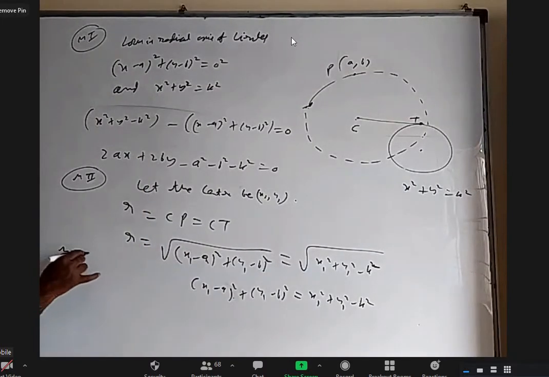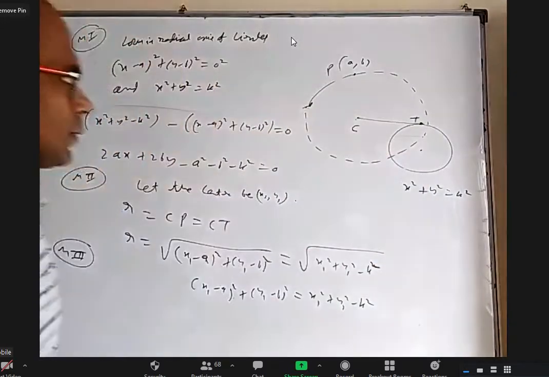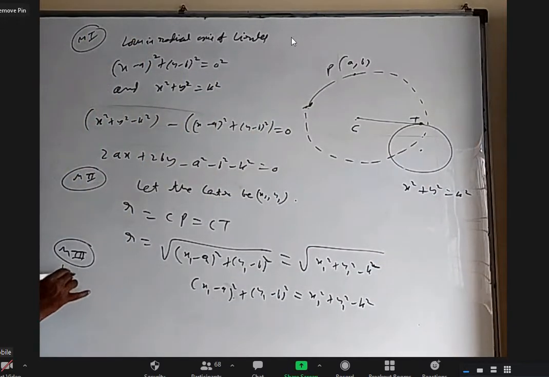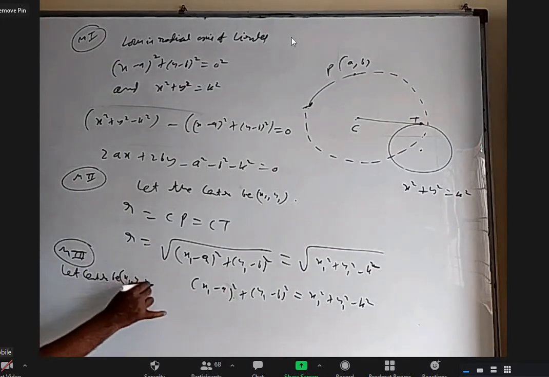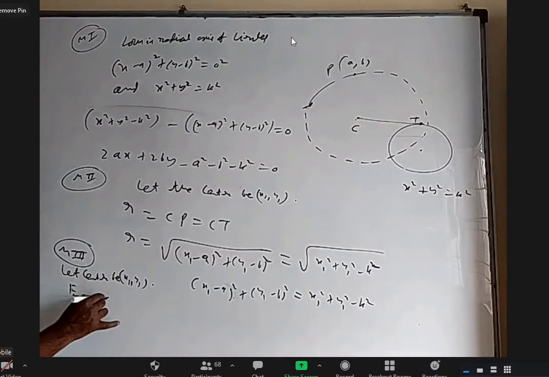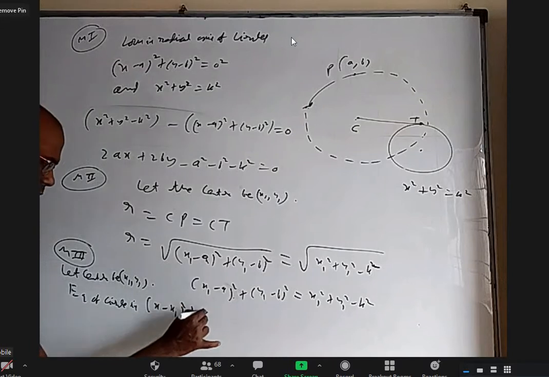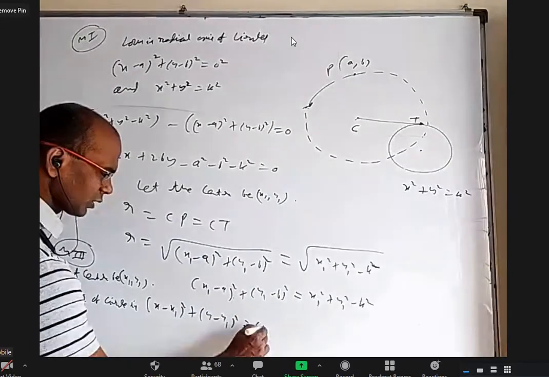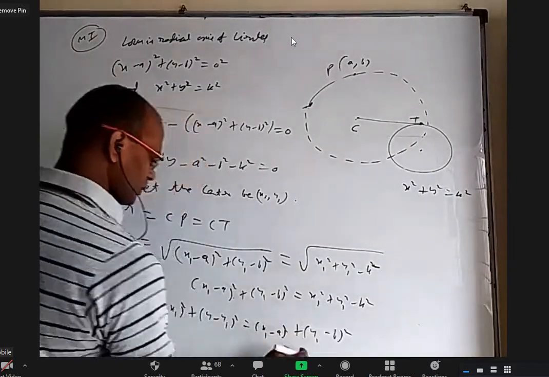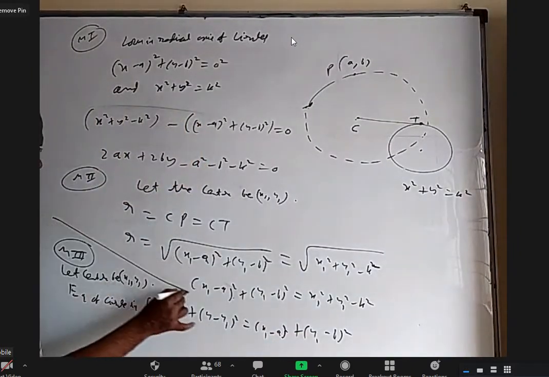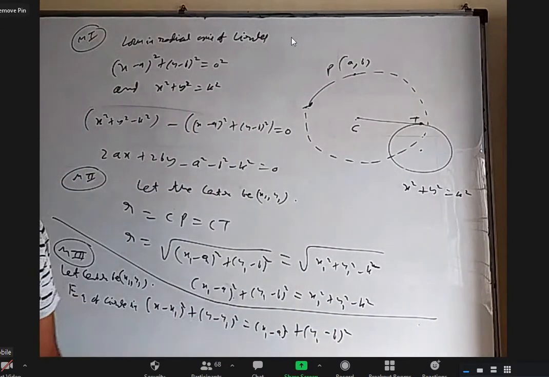Method 3. Let us find the circle and use the orthogonality condition. Let the center be (x1, y1). The equation of the circle is (x − x1)² + (y − y1)² = (x1 − a)² + (y1 − b)², because this is the radius and this is the circle equation formula: x minus the x coordinate of the center, y minus the y coordinate of the center, equal to the radius.